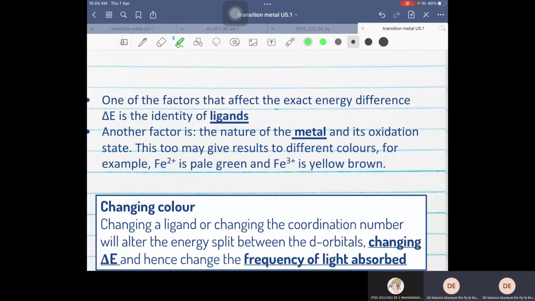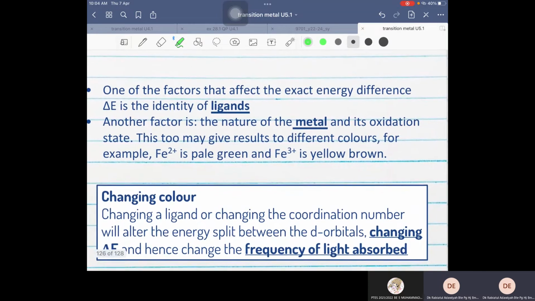Okay, so one of the factors that affect the exact energy difference, delta E, is the identity of the ligand. So what does the ligand do that affects the change in color? Actually, when you change the ligands, the splitting energy will also change. Some ligands will cause a small delta E. Some ligands will cause a big delta E. Thankfully, you do not have to explain this. All you have to remember is that different ligands will change the size of delta E.